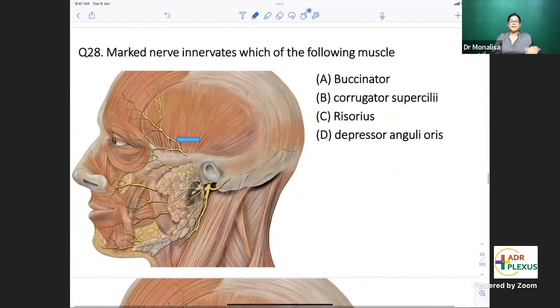Marked nerve innervates which of the following muscles? You can see an arrow has been marked on the nerve. Identify which nerve this is, and then tell me which of the following muscles is getting the blood supply. Sorry, it's getting the innervation. So we have the following options.